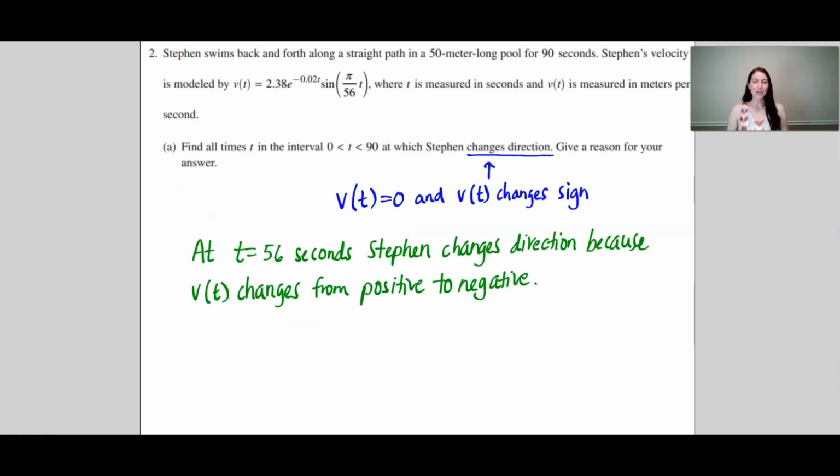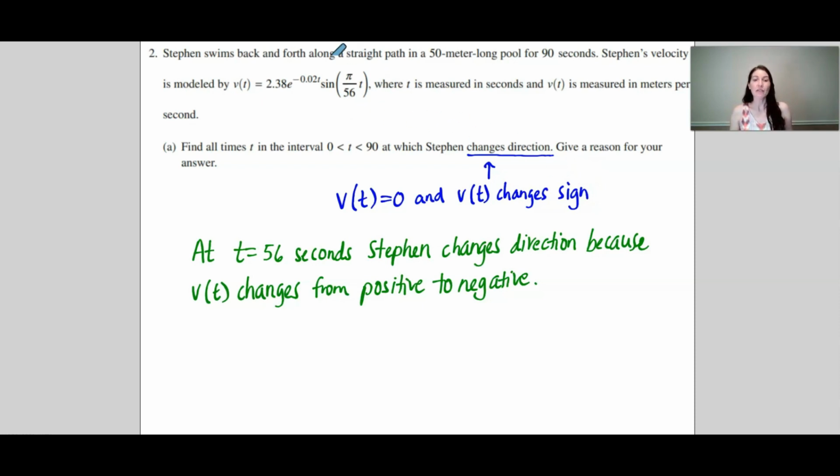So, problem number 2 is about Stephen swimming back and forth in a pool. The first question says to find all times between 0 and 90 when Stephen changes direction. A particle, or in this case a person or an object, changes direction when velocity changes sign. So we're looking on the graph where velocity is 0 and velocity changes sign. And when I say looking on the graph, I mean on our calculator, because problem number 2 on the AP Calculus exam, you could use a calculator.